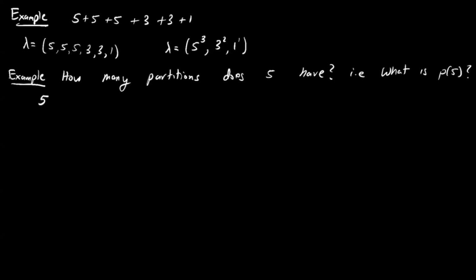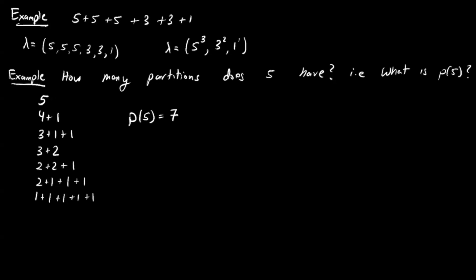So I could write 5, I could write 4 plus 1, I can write 3 plus 1 plus 1, I can write 3 plus 2, I can write 2 plus 2 plus 1, I can write 2 plus 1 plus 1 plus 1, or I could just write 1 five times. So 1 plus 1 plus 1 plus 1 plus 1. And then I can take a look and see how many partitions 5 has. We have 1, 2, 3, 4, 5, 6, 7. So we would say p of 5 is equal to 7. These are the 7 ways of partitioning 5.